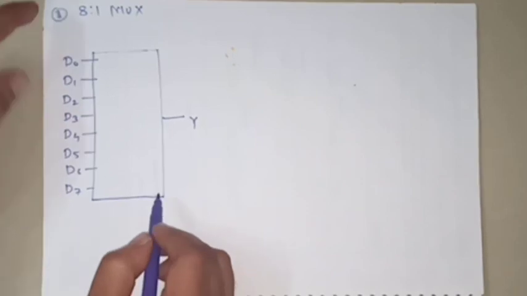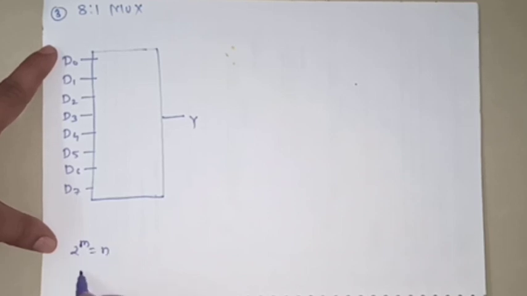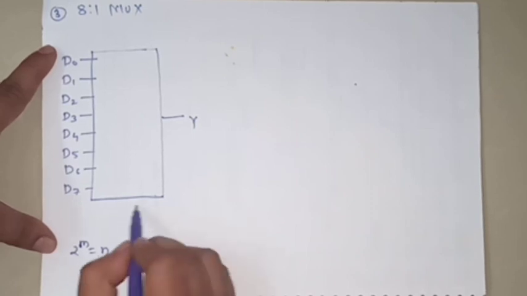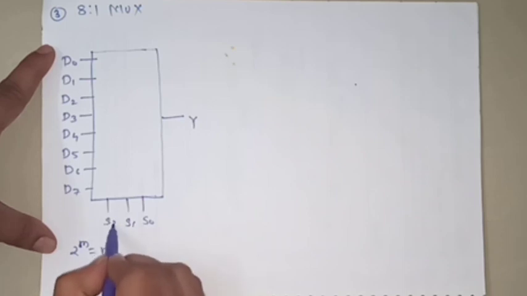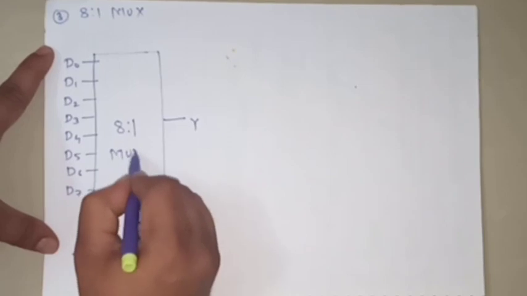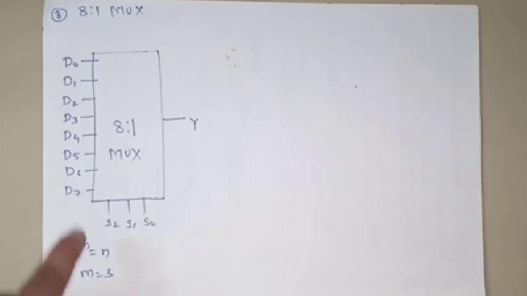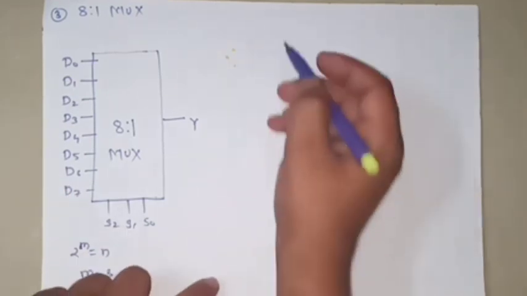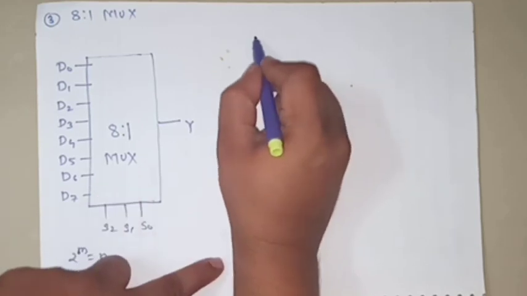And for the 8:1 mux, how many select lines do we require? That is 2 to the power m equals n. Here n is 8, so m equals 3. So 3 select lines are required: S0, S1, S2. So this is an 8:1 mux. 8 indicates 8 inputs, 1 indicates 1 output, and these are the select lines. Now the truth table for this 8:1 mux.